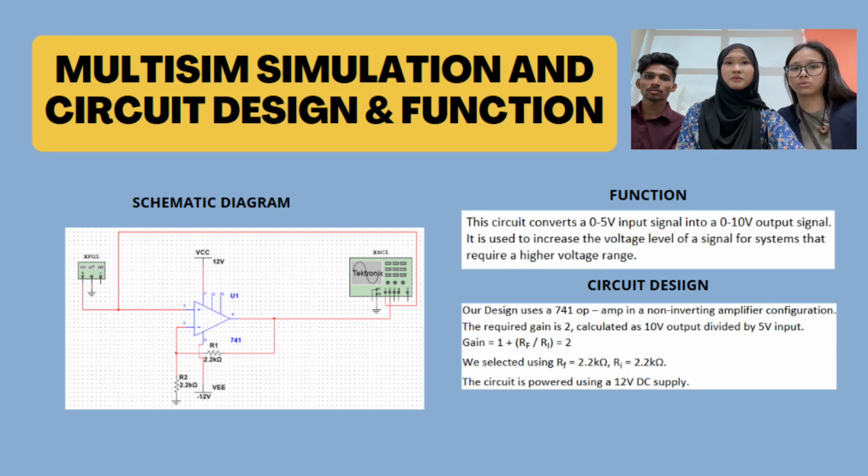The required gain was calculated as 10 volt output divided by 5 volt input. We selected RF of 2.2 kilo ohms and RI of 2.2 kilo ohms. The circuit is powered using a 12 volt DC supply. And the schematic diagram is shown above.